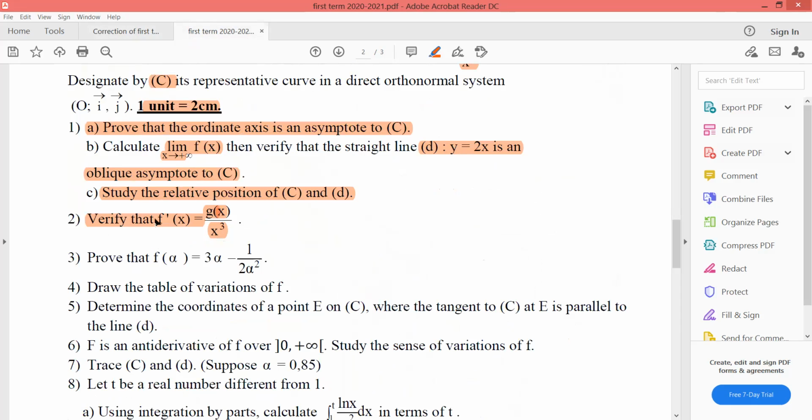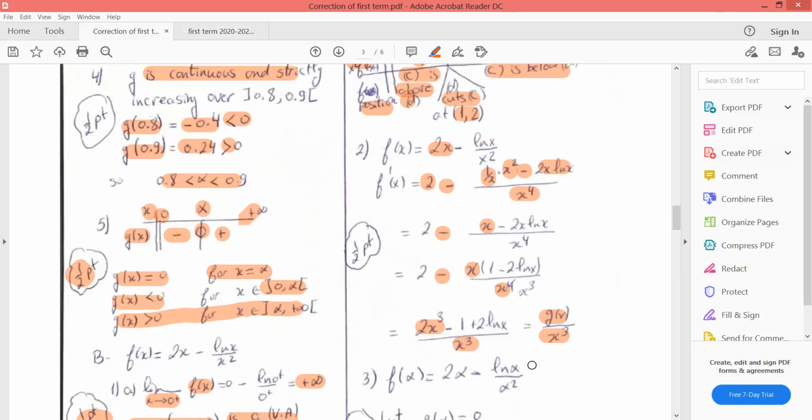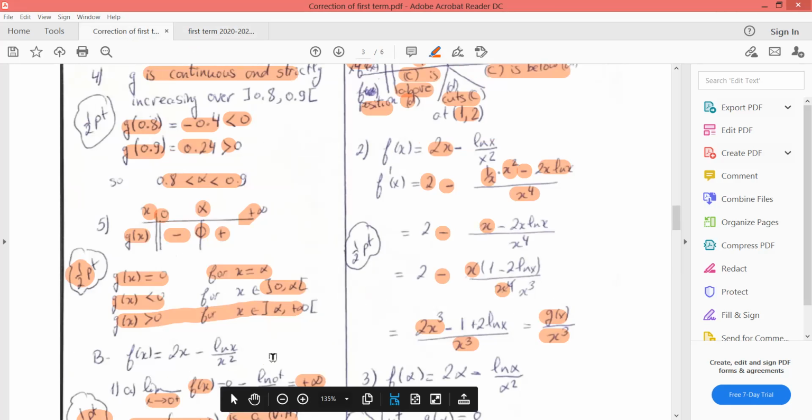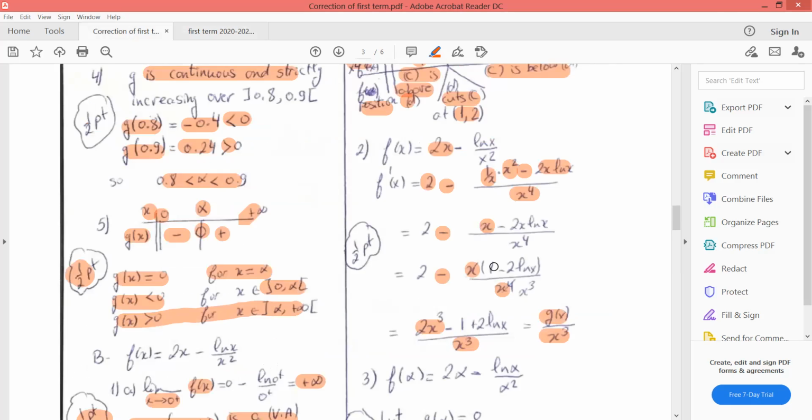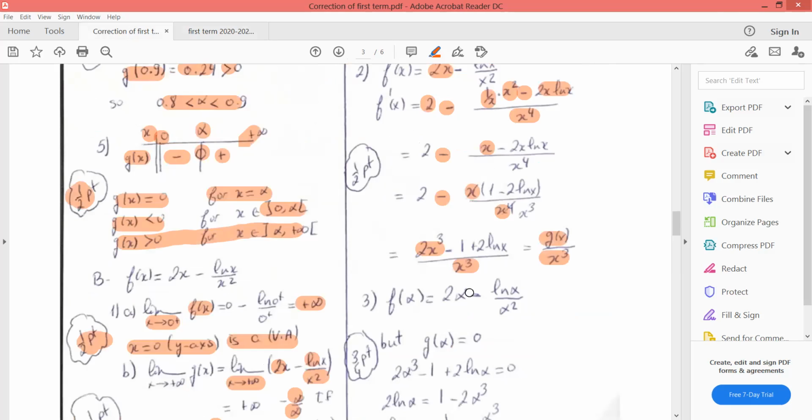In this part we were saying: calculate f prime, verify that f prime x equals g x over x cubed. So we get f prime x equals g x over x cubed. Now prove that f of alpha equals 3 alpha minus 1 over 2 alpha squared. F of alpha equals 2 alpha, we replace x by alpha, minus ln alpha over alpha squared.